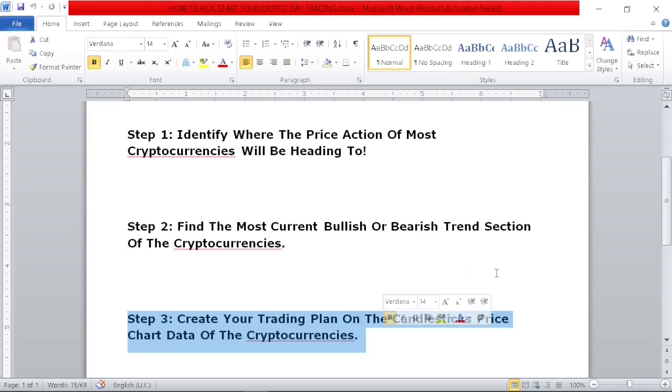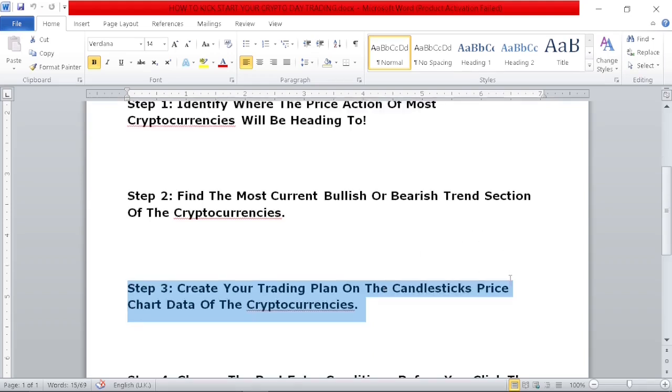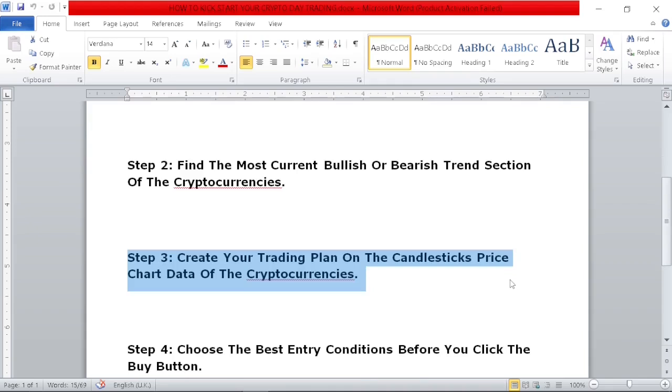Make no mistakes trying to guess your trade entry, stop loss, and take profit prices when the price action of most cryptocurrencies is getting highly volatile, which is a major reason for massive losses. And that's exactly why you have to outrightly create your trade entry, stop loss, and take profit prices on the candlestick pattern data of the cryptocurrencies before you trade them.